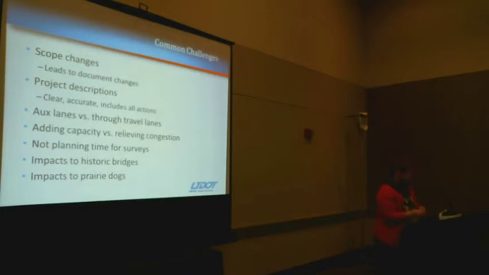Also, don't forget to plan time for surveys, and keep in mind that you might have impacts to other resources. Historic bridges are a common one I mentioned. C28 is bridge rehabilitation and replacement, and on a bridge that's not eligible or a bridge on the interstate, that's fairly easy. But if it is an eligible bridge and you're replacing it, that's going to be an adverse effect. So you have to make sure that you plan for those kinds of things.